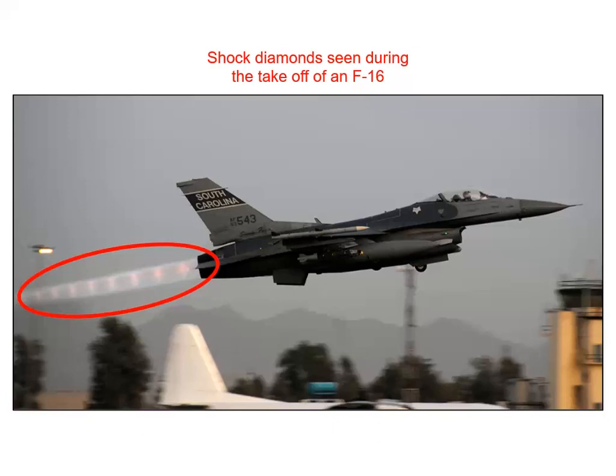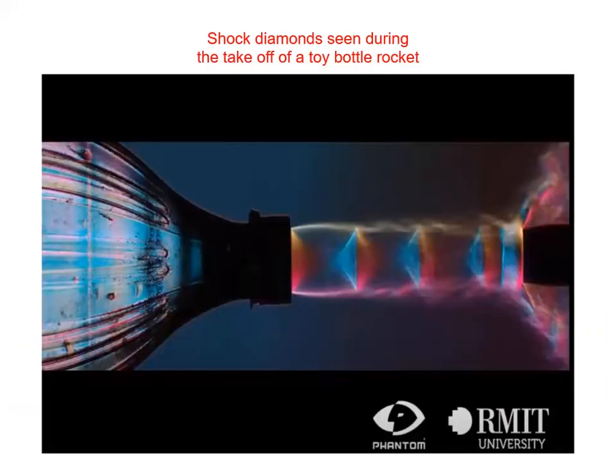Here is another photograph showing the shock diamonds seen during the takeoff of an F-16 aircraft. These patterns are also seen in rocket launches. You can see them in the launch of this toy bottle rocket. What we are looking at is the changes in pressure visualized using a high-speed Schlieren imaging system. Actually, this is a snapshot from a YouTube video, link of which is available in the description. Please have a look at it.